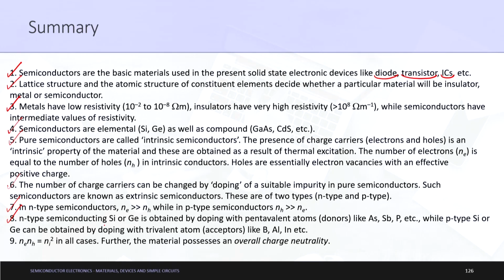So, n type semiconductor silicon or germanium is obtained by doping with pentavalent atoms like arsenic, Sb, etc., while p type silicon or germanium can be obtained by doping with trivalent atoms, acceptors like boron, aluminum, indium, etc. Ne into Nh is equal to Ni square in all cases. Further, the material possesses an overall charge neutrality.